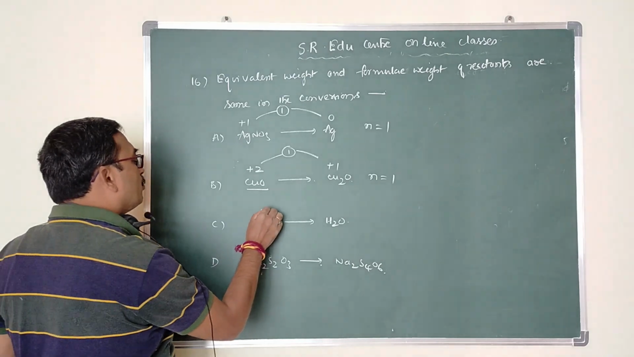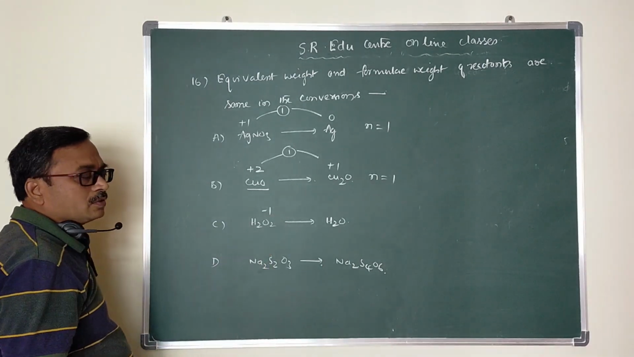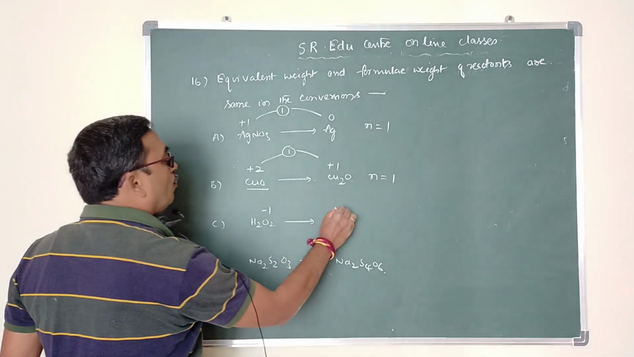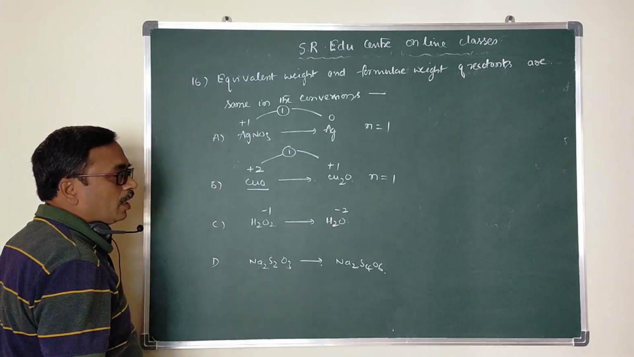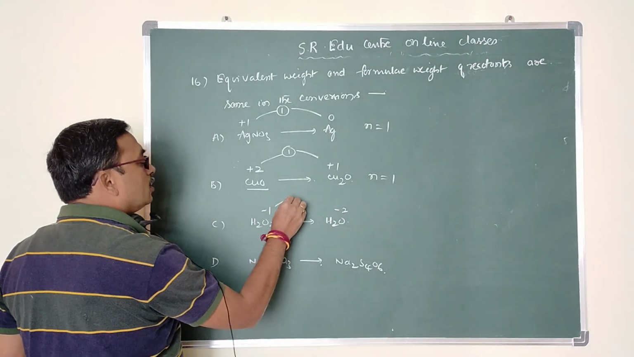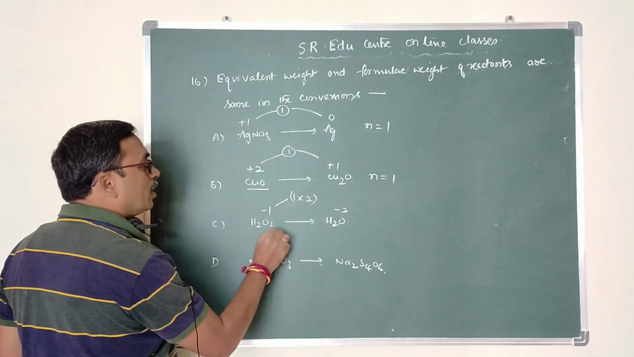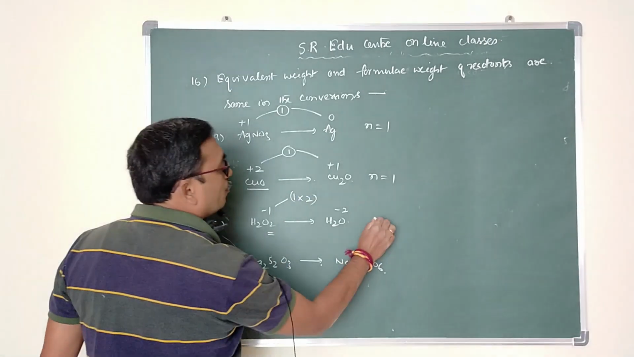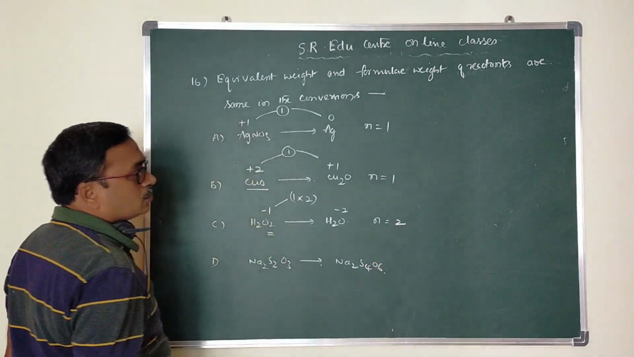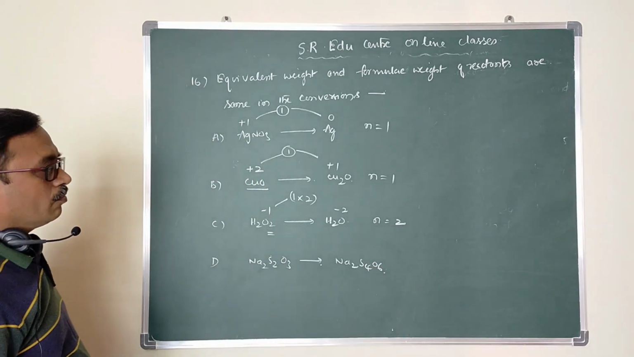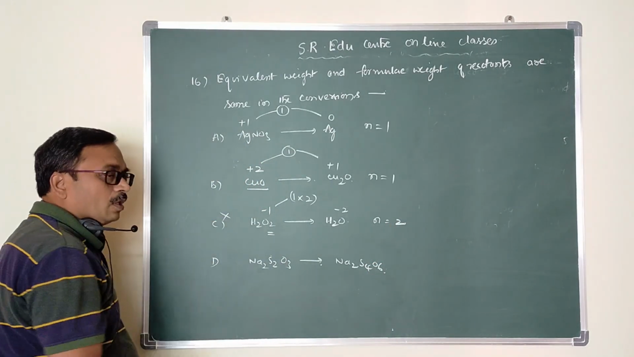In hydrogen peroxide, the oxidation state of oxygen is -1. In water, the oxidation state of oxygen is -2. So the change per atom is 1, and per molecule it is 1 into 2, because 2 oxygen atoms are there. Therefore here the N factor is 2. So here equivalent weight is not equal to formula weight. So this is not correct.